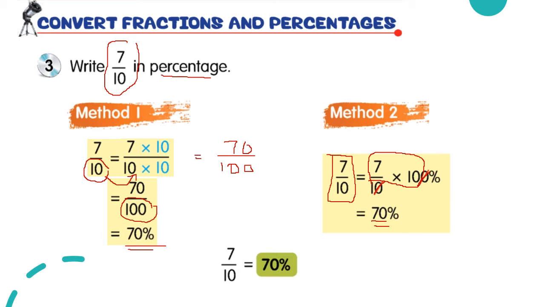Okay, the most important thing here is to make sure you relate the denominator. How to make it 100? That is the key.